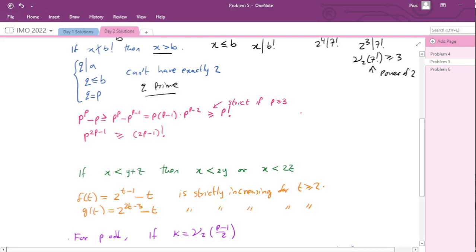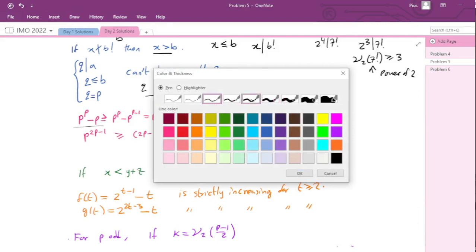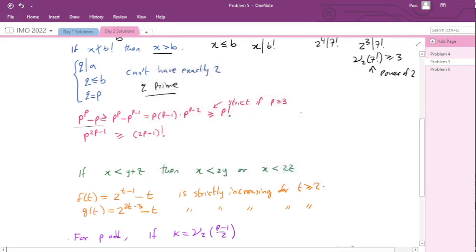Okay, so the first one is, if we are given p raised to power p minus p, then this clearly is going to be greater than or equal to p raised to power p minus p raised to power p minus 1, because p starts from at least 2, right? And then from that we can factorize out p minus 1 and at least one value of p, and we are left with this. So we see that this is going to be greater than p factorial.